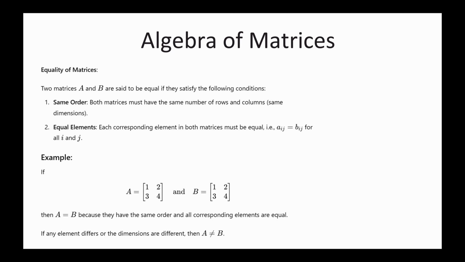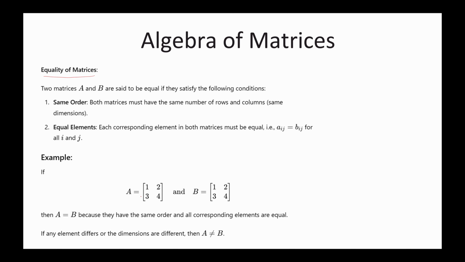Now let us start with what are the different algebraic operations which we can perform with matrices. First, most important is finding out the equality of two matrices. Now, when can we say whether two matrices are equal? First of all, their order must be same, and once their order is same, we must say that each and every corresponding element, where let's say i is equal to i for the other matrix and j is equal to j for the other matrix, those elements must also be equal.